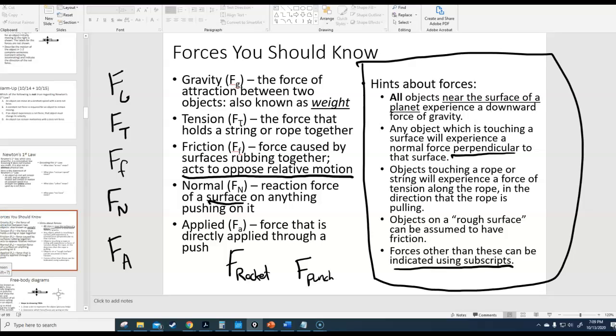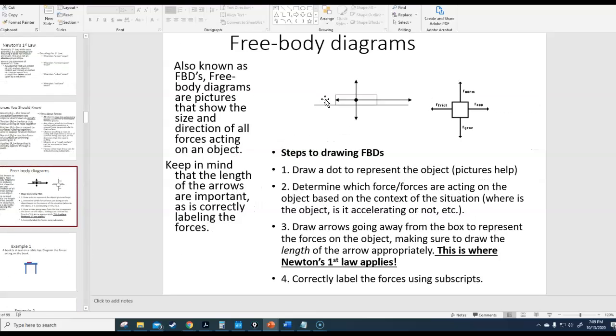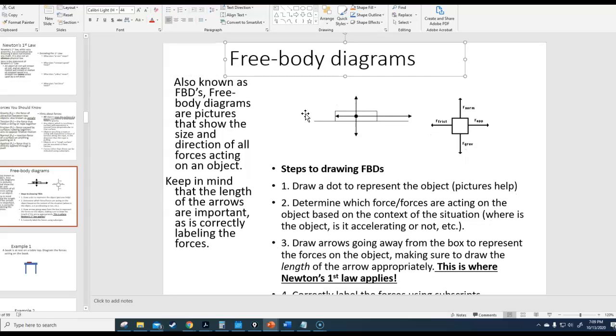Okay, so let's talk about drawing free body diagrams. A free body diagram is a lot to say, so usually we call these FBDs. An FBD, free body diagram, is just a picture that basically shows the size and the direction of all the forces acting on an object. Now, I cannot stress this enough. A free body diagram has nothing to do with which way an object is moving. You cannot look at a free body diagram and know which way an object is moving.